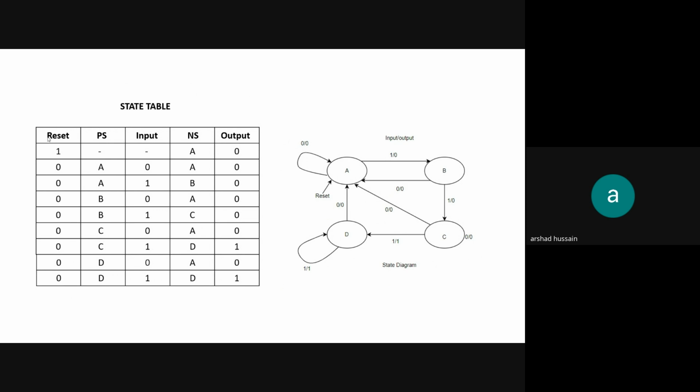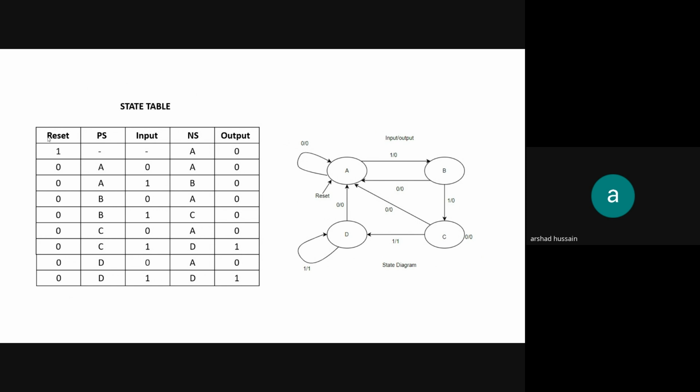Now let us explain the state diagram first, which will be easier to understand, and then we can jump to the state table. Here we can see four circles A, B, C, and D, which indicate the states of the machine. From there, we can see how many states are required for a particular description, which depends on the problem specification. Different problem specifications will have a different number of states.